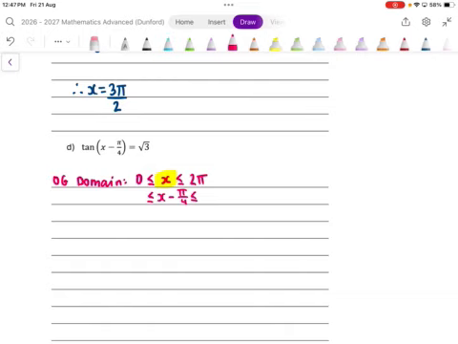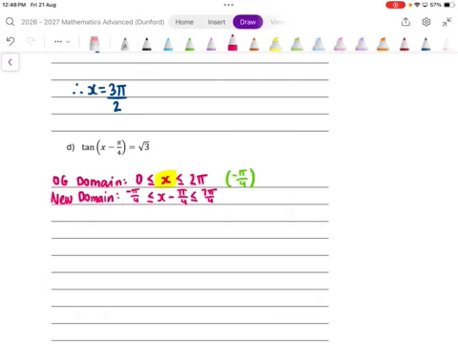Okay, so what do we do to both sides? What do we do to x to get x minus pi on 4? We minus pi on 4. So we have to minus pi on 4 to our inequality, to each term. So what's 0 minus pi on 4? Yeah, minus pi on 4. And then what's 2 pi minus pi on 4? 7 pi on 4. All right, your calculator could tell you that. So that's what our new domain is.